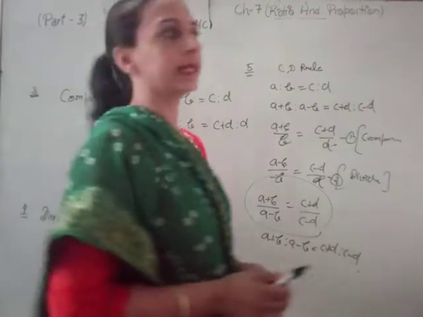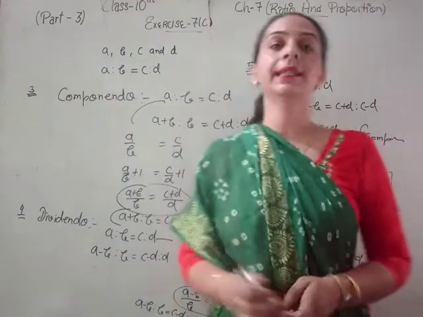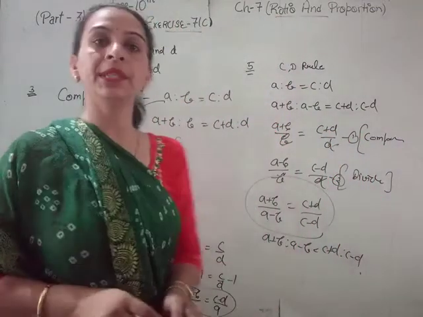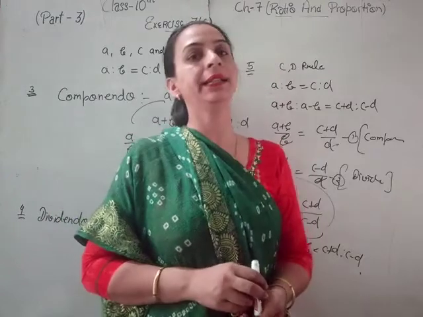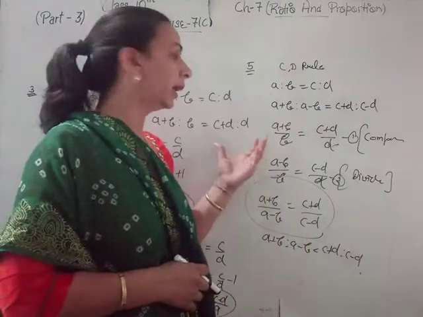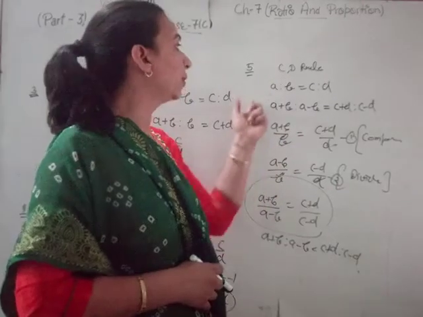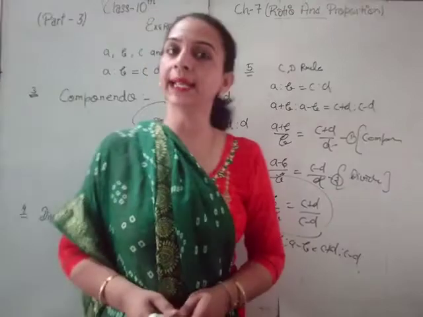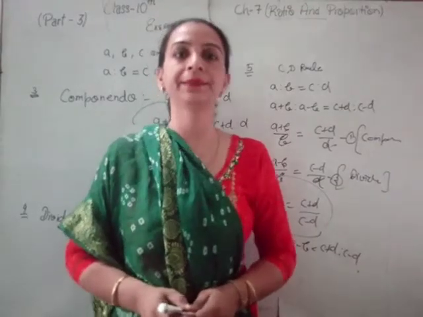Okay, this is property number 5. Student, in this exercise, that means exercise 7C, we use mostly property number 5, CD rule, that means componendo and dividendo. And in the exam there is a question from only basic on property number 5, componendo and dividendo. Now I will take some questions from the exercise.